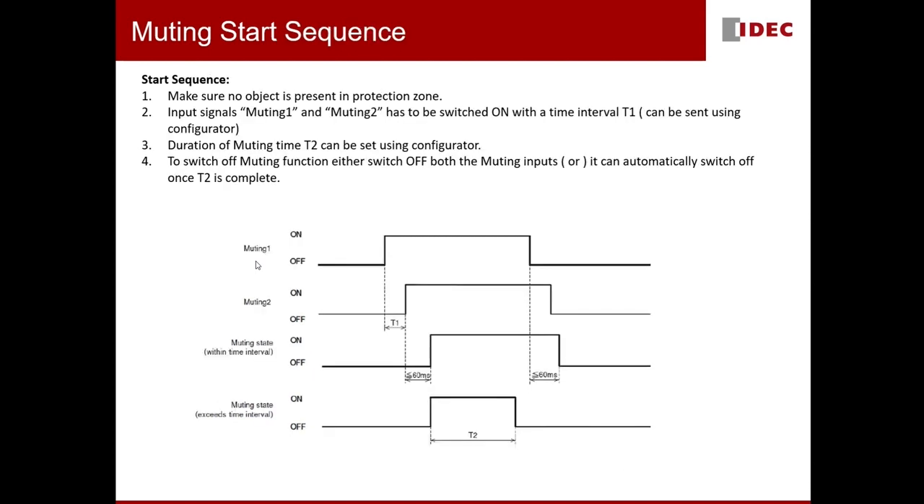Moving to the next slide, that is starting the muting function. As you can see in the timing chart, to start a muting function we have to follow a muting start sequence, either muting 1 to 2 or 2 to 1. These two sequences can be selected in the SLS designer, and timer t1 can be configured in the SLS designer once again. We have to make sure that the muting 1 and muting 2 inputs are switched on within this specified time interval, and this time should not be 0. There should be a certain time delay and it should not cross the timer t1.